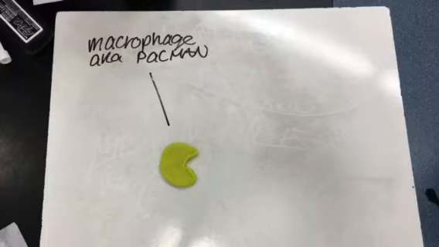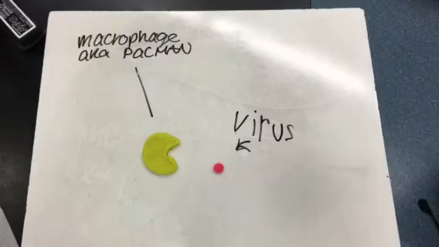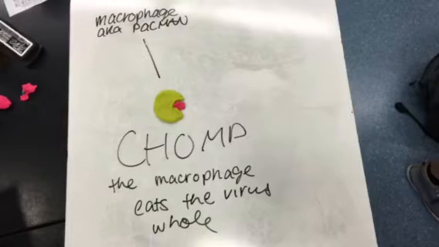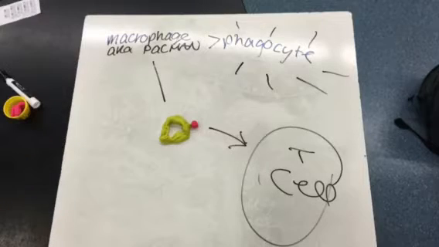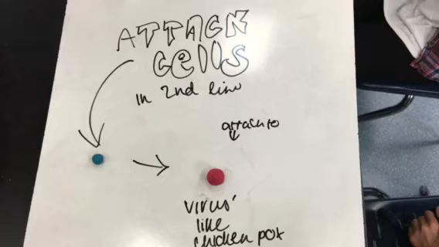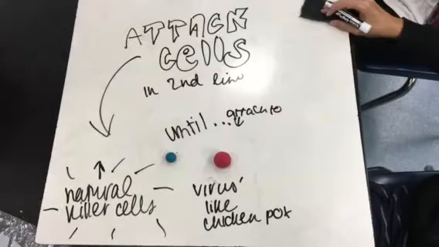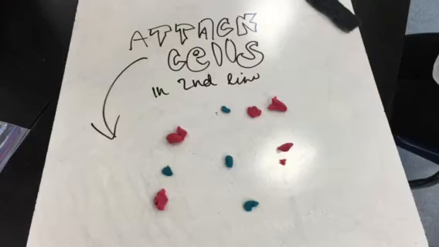The virus gets eaten by a macrophage, also known as Pac-Man, and is then broken up slowly and is represented onto the surface of the cell. A T cell comes by and becomes activated, which can also be stimulated by B cells. Chickenpox can be killed using natural killer cells, which cause the pathogen to lyse upon contact.